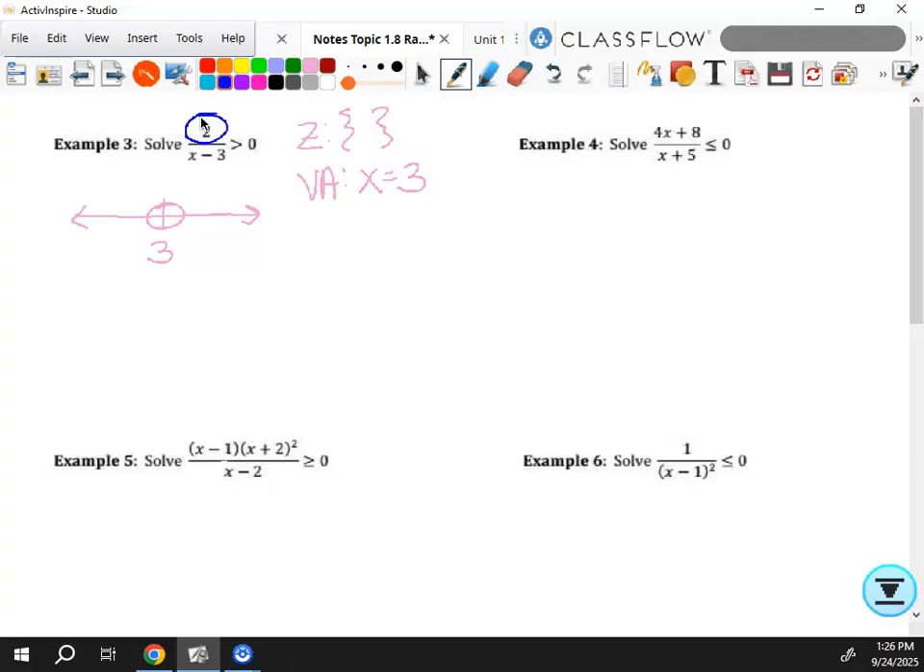It doesn't affect anything. So when I put 0 in here, this is negative. If I put 4 in there, it would be positive. That's all I got. And then we want it when it's greater than 0, so that's positive. So we're going from 3 to infinity, and we don't include either one.